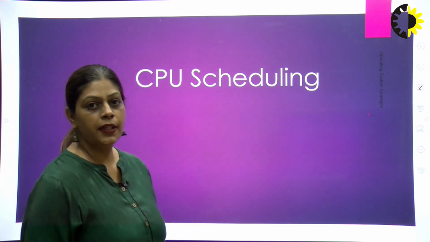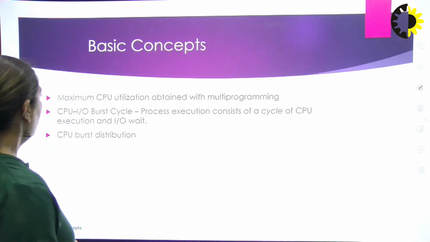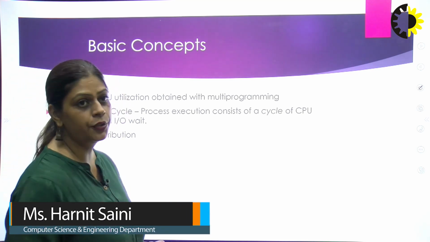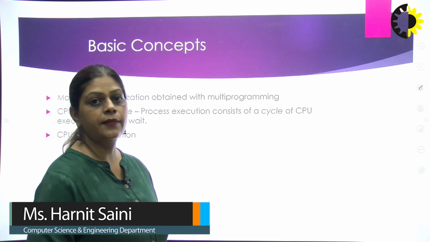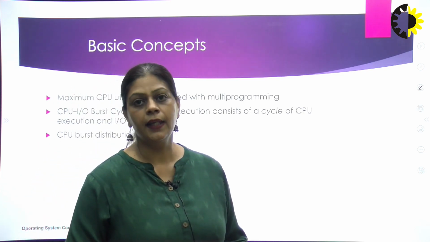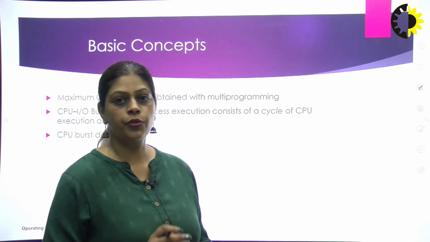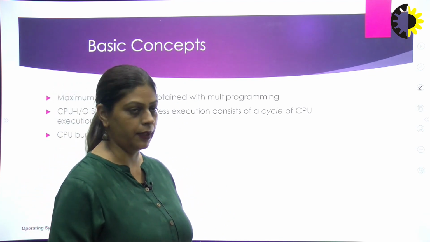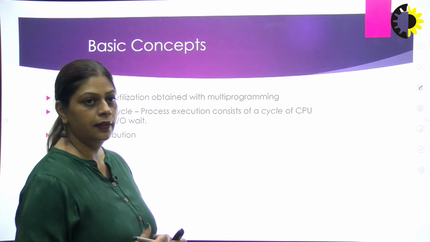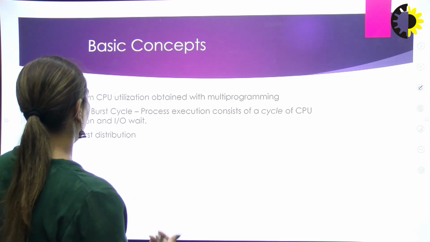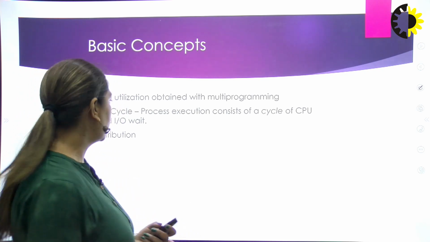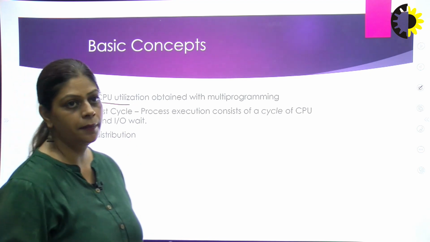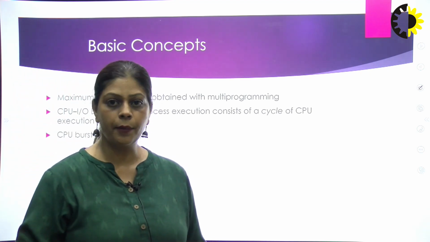The topic of today's discussion is CPU scheduling. Basic concepts under CPU scheduling: why do we do CPU scheduling? Because we have only one CPU and a number of programs that want CPU services to be executed properly. So the basic necessity of CPU scheduling is that maximum CPU utilization is obtained with multi-programming, because we have multiple programs.